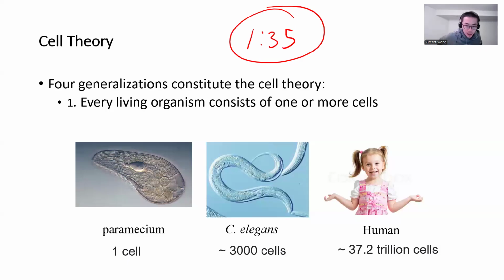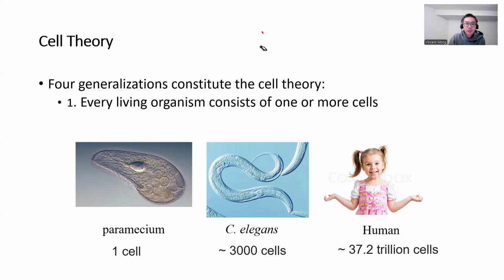And we are back for part 2. Let's start with the cell theory. So the cell theory has four parts to it, not three, four parts to it. And the first part goes like this: every living organism consists of one or more cells. Well, we kind of know this already, right? But what you might not know is the organism can be as little as one cell.